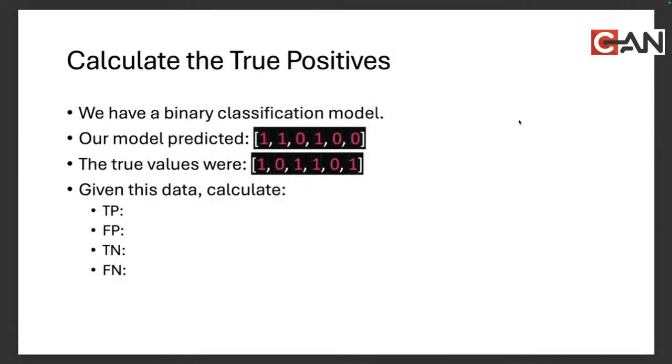Okay, calculate the true positives. Here's your first working example for class. We have a binary classification model. Our model predicted 1, 1, 0, 1, 0, 0. The true values were 1, 0, 1, 1, 0, 1. Calculate the true positives, false positives, true negatives, and false negatives.